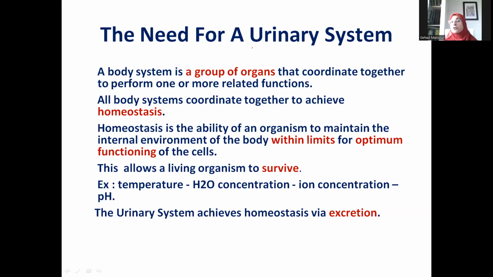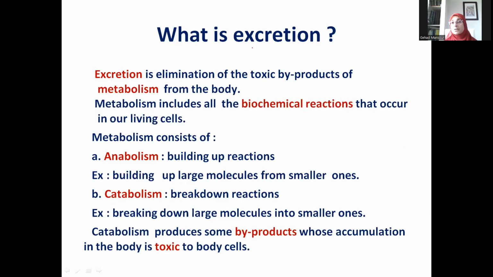So the main function of an excretory system, like the urinary system, is to achieve homeostasis. What is excretion? Excretion is the elimination of the toxic, unwanted byproducts of metabolism from the body. What is metabolism? Metabolism includes all the biochemical reactions that occur in our living cells, and metabolism includes two main processes, anabolism and catabolism.